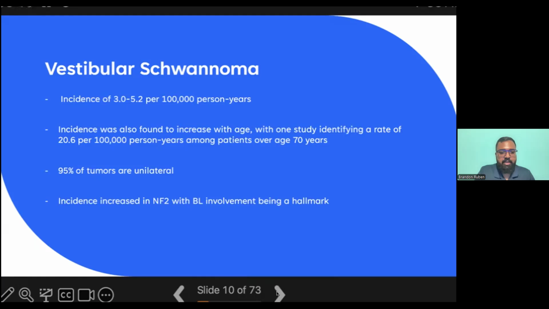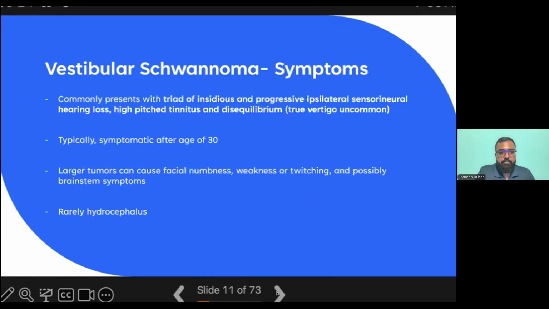90% of these tumors are unilateral, with increased incidence in NF2, where bilateral involvement is a hallmark. Symptoms commonly present as a triad, which includes insidious and progressive ipsilateral sensorineural hearing loss, high-pitched tinnitus, and disequilibrium, with true vertigo being uncommon. Typically symptomatic after the age of 30, larger tumors can cause facial numbness, weakness, or twitching, and possibly brainstem symptoms. Rarely, hydrocephalus is caused.